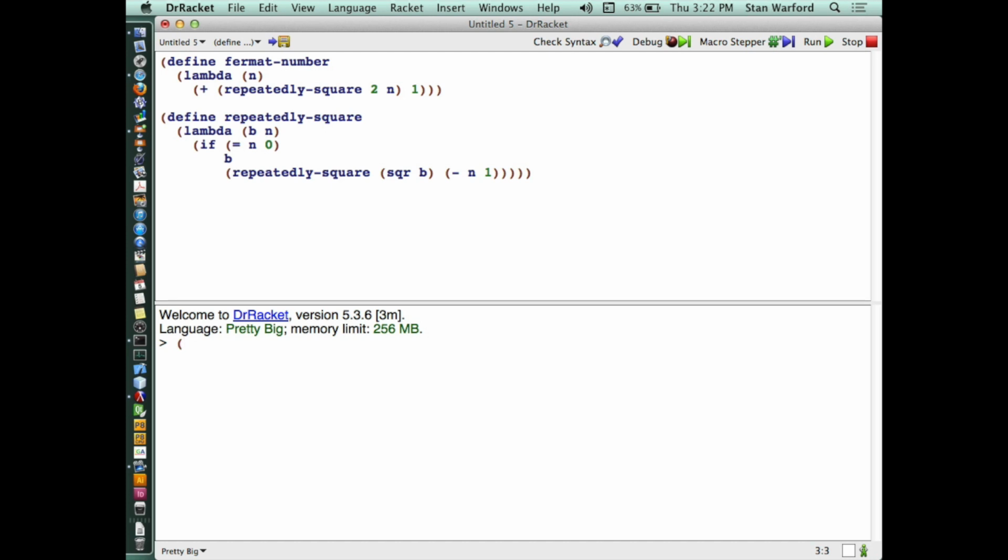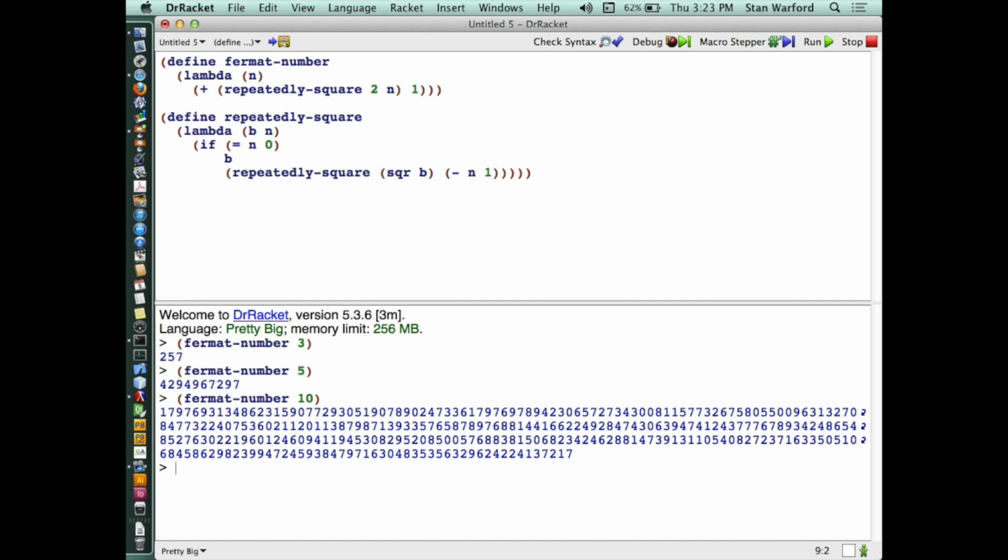Let's do Fermat number 3. Remember what that one was? 257. You want to see how fast these things go up? Let's do Fermat number 5. What do you think? Wow. Yeah, it really goes up fast because it repeatedly squares. You want to do something really big? Fermat number 10. Do you think it can handle that? Whoa! There's the 10th Fermat number. Do you think that's prime?